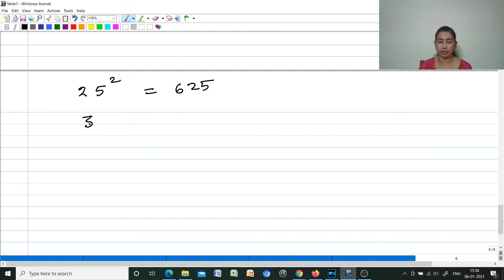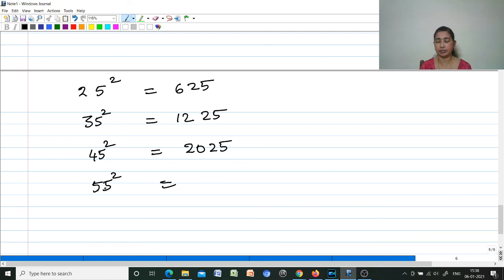What about 35 square? 3 into the next number, 4, so 3 into 4 is 12. Then square of 5 is 25. So it is very easy to calculate the square of numbers ending with 5. Or how to find 45 square? 4 into 5 is 20, and 5 square is 25. Or 55 square, same way, 5 into 6 is 30, then square of 5 is 25.